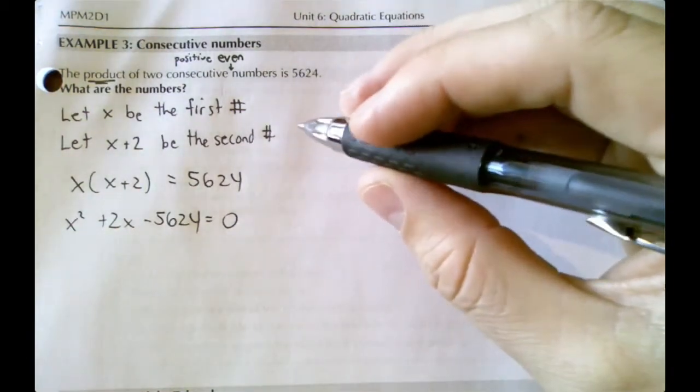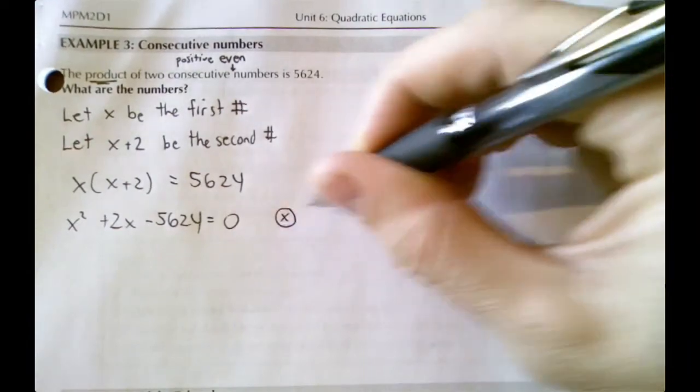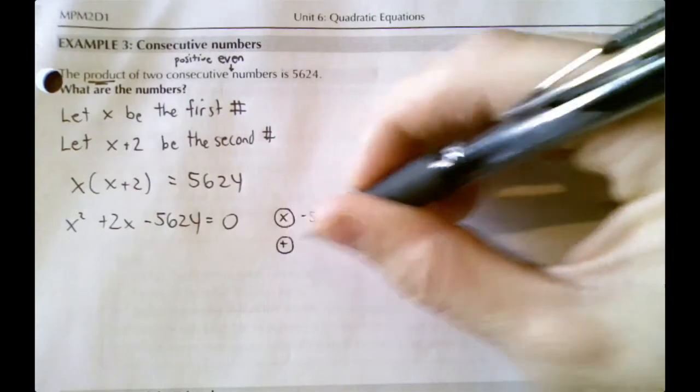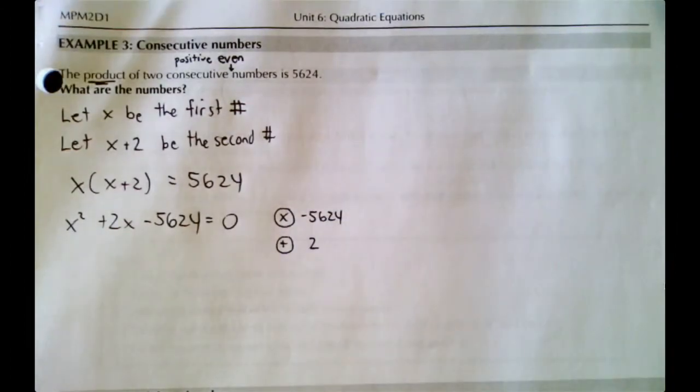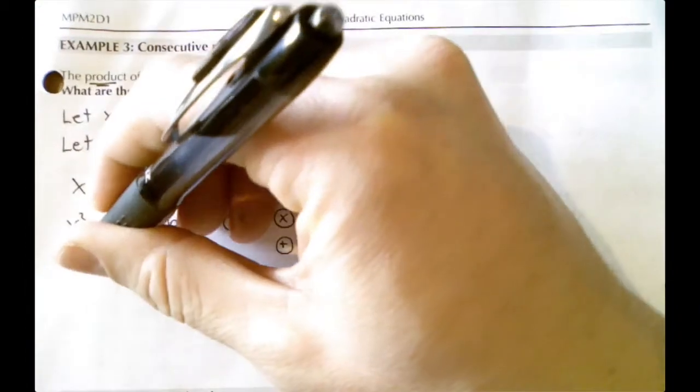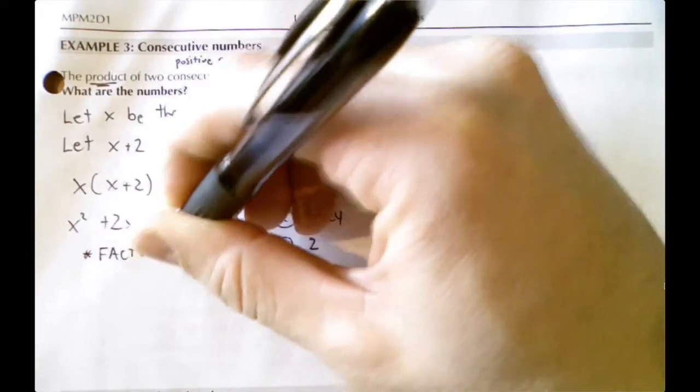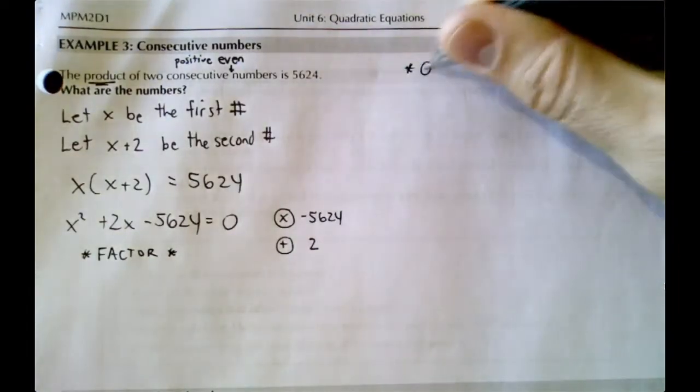So, if we want to solve this, we could try factoring. We're going to look for numbers that multiply to negative 5,624 and add to 2, which is pretty tricky. You kind of have to guess and check. So if you can guess those and check those numbers, that's a valid strategy. We'll come back to that option though. If you can't guess and check those numbers, you could use the quadratic formula. So you have two options. You could factor, or you could use the quadratic formula.